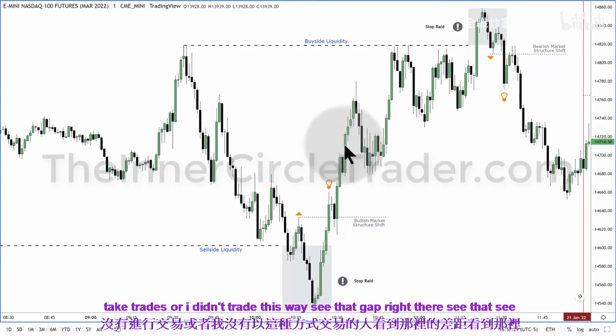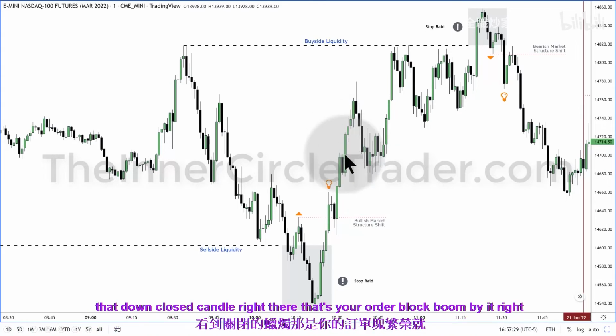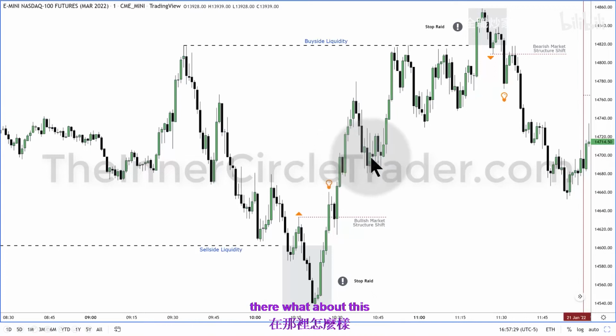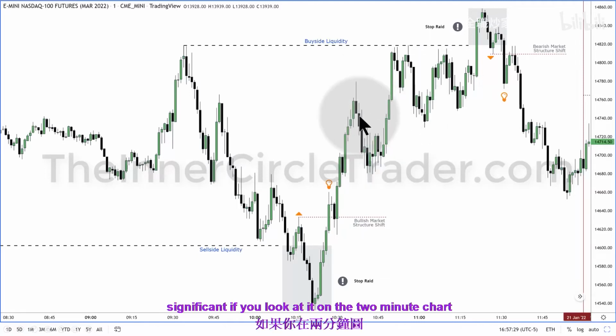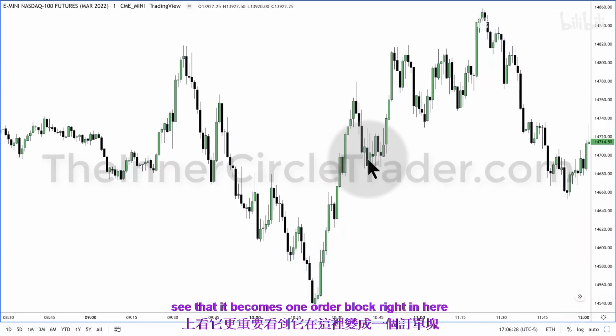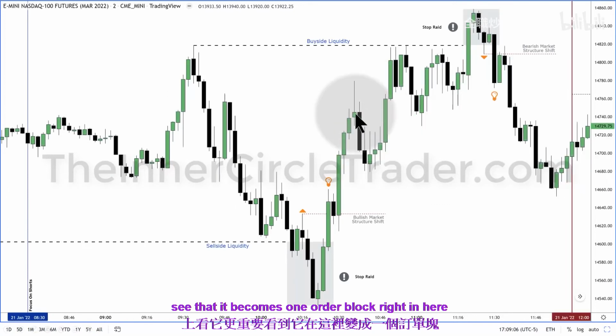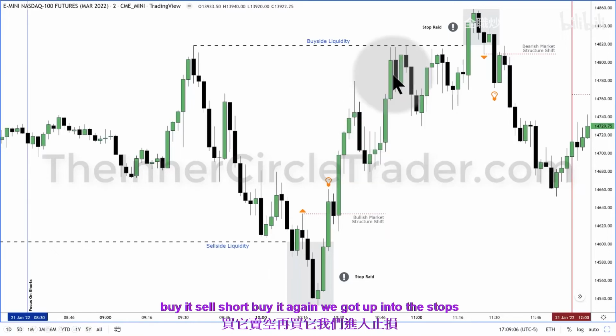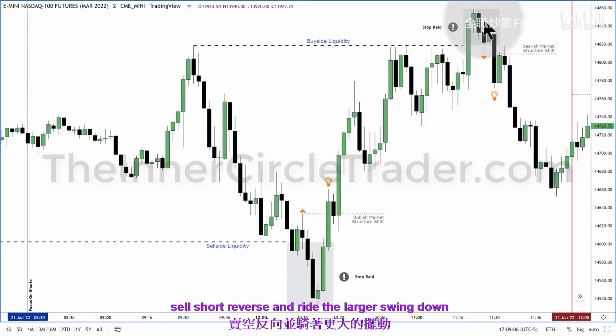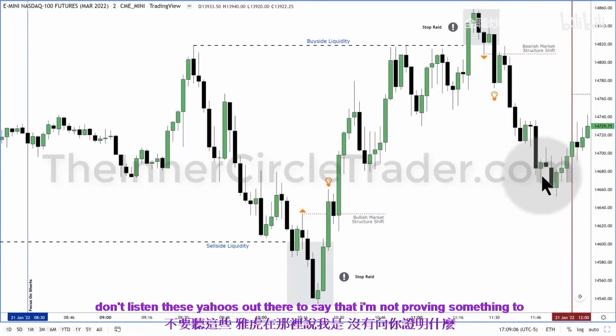Look in here. For the guys that say I did not take trades or I didn't trade this way, you see that gap right there? See that down closed candle right there? That's your order block. Boom, buy it right there. What about this? Right here, dropping down. All these candles here are more significant if you look at it on a 2-minute chart. See that? It becomes one order block right in here. Buy it, sell short, buy it again. We got up into the stops, sell short, reverse, then ride the larger swing down.